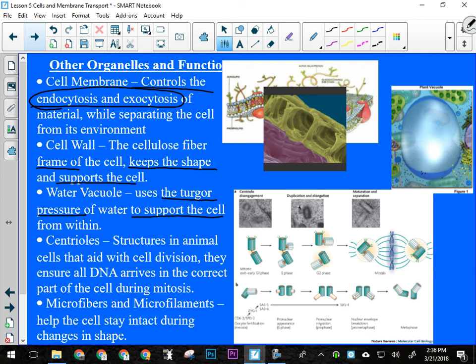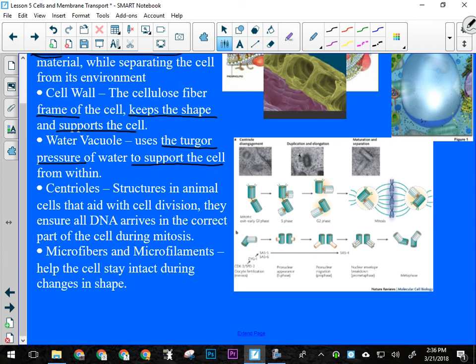Okay, we talked yesterday as well about the centrioles, and that they are only in animal cells and that they help with cell division. Okay, and this is how they do that.